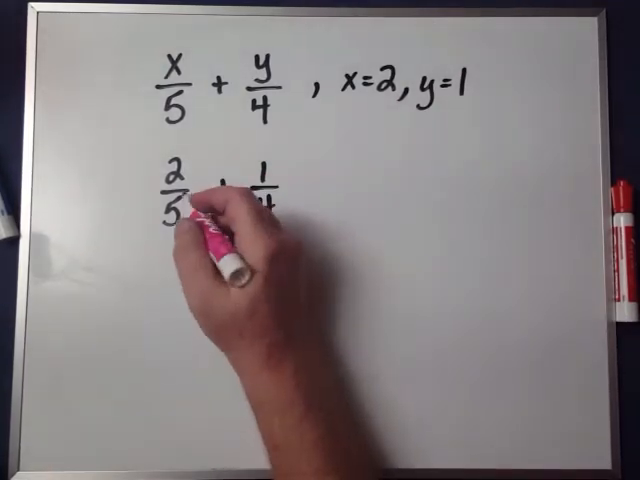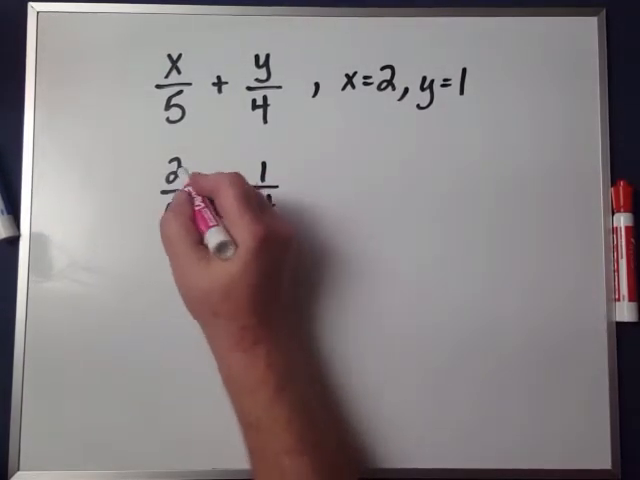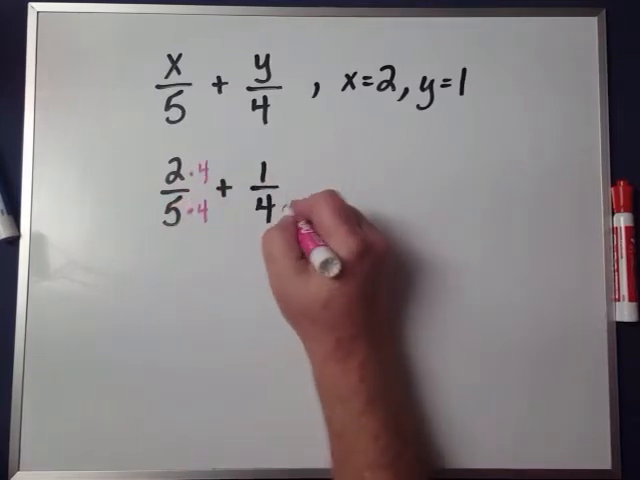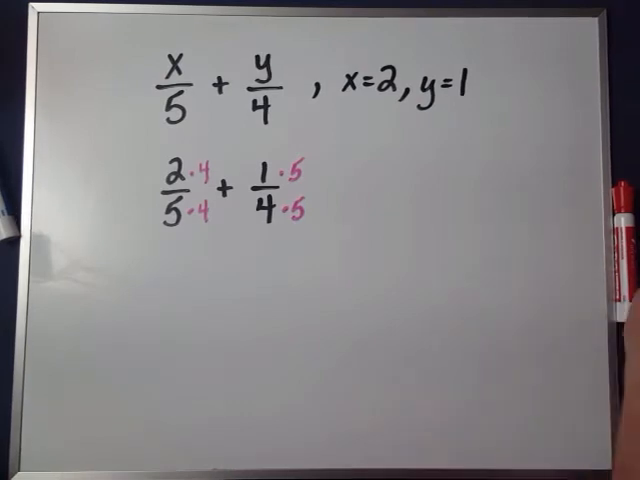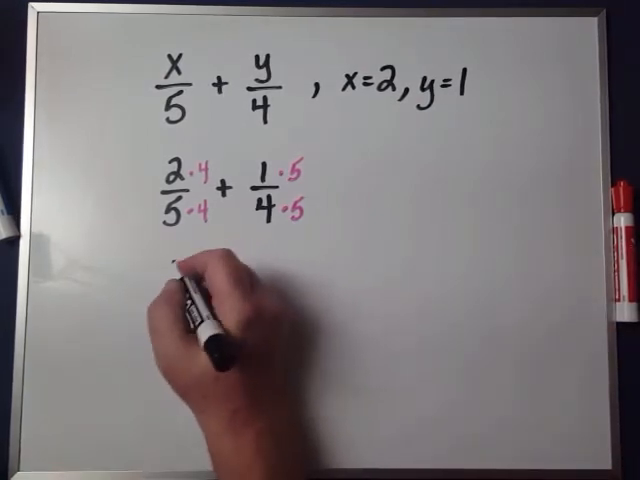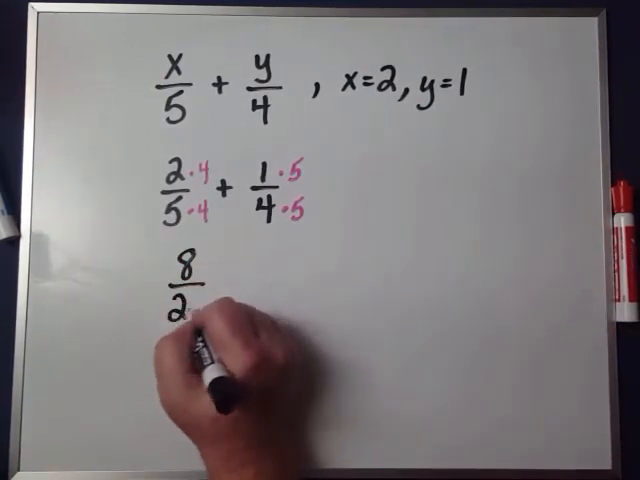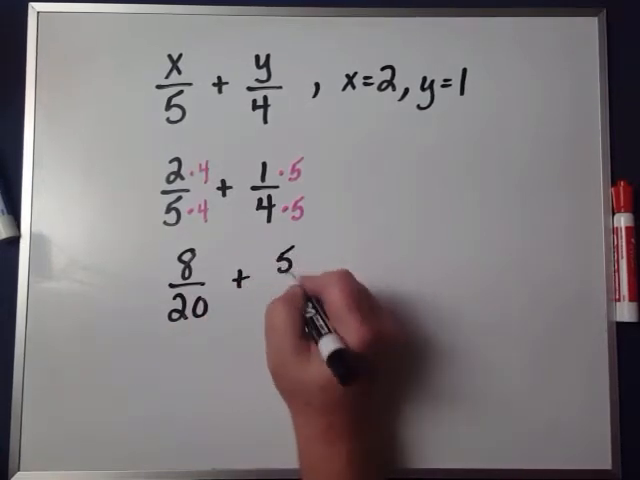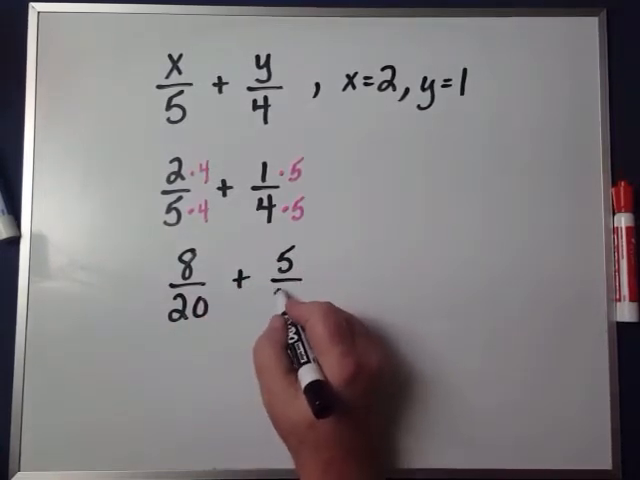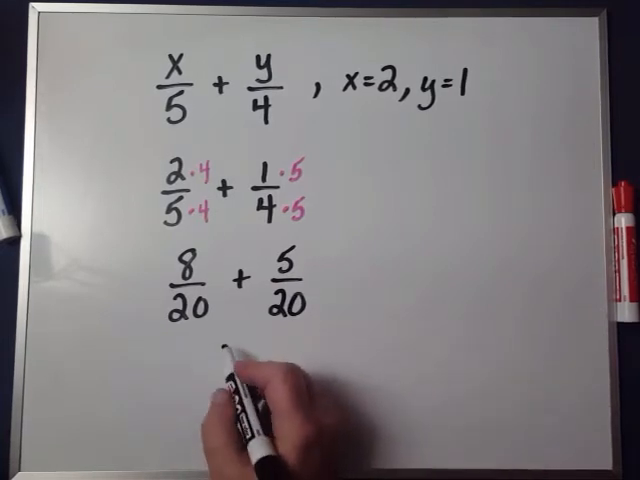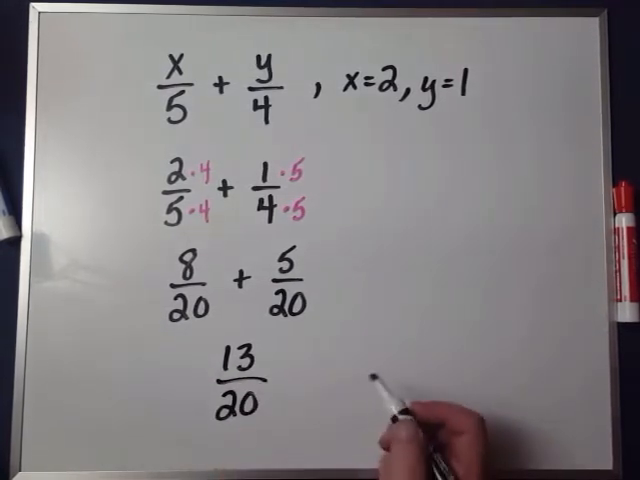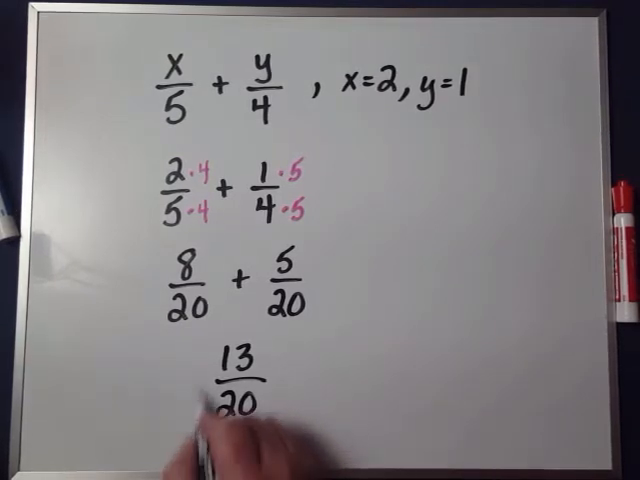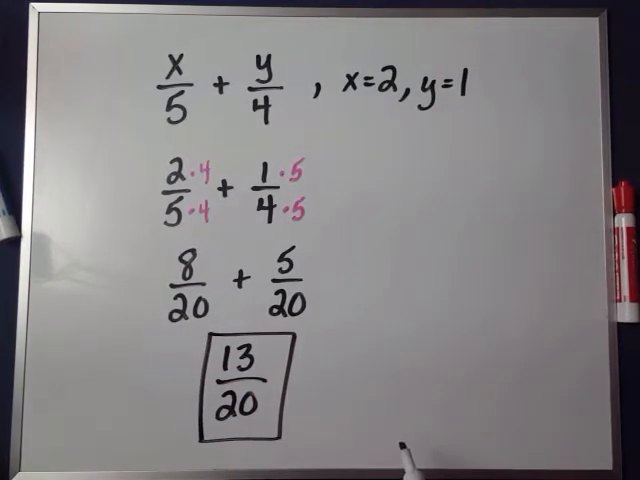Least common denominator here is 20. We'll need a factor of 4 on our first fraction. We'll need to multiply top and bottom by 5 on the second. This gives me 8 twentieths plus 5 twentieths. 8 of them plus 5 of them totals 13 of them. 13 twentieths. Make sure your fraction's in lowest terms. It is. Put a box around it and be done.